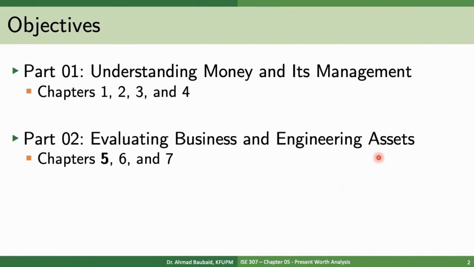In part 2, we're going to apply these techniques that we've learned in the previous chapters in evaluating business and engineering assets, decisions, or projects. If you have a business project or an engineering project, how would you use the tools that we've learned in the previous chapters to evaluate them and to make decisions between them? You see here chapter 5, the chapter that we're covering today, highlighted. That is part of the second part, and of course chapters 6 and 7, which I think we'll both cover.